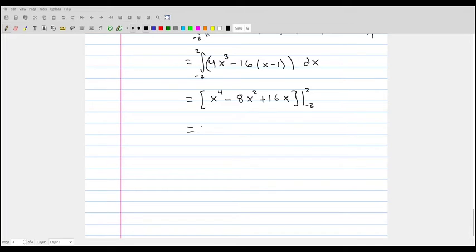So our final value will be 2 minus 8 times 2 squared plus 16 times 2, minus -2 to the 4th. Oh, and this should be 2 to the 4th right here because we're plugging into this guy right here. Minus 8 times -2 squared plus 16 times -2.